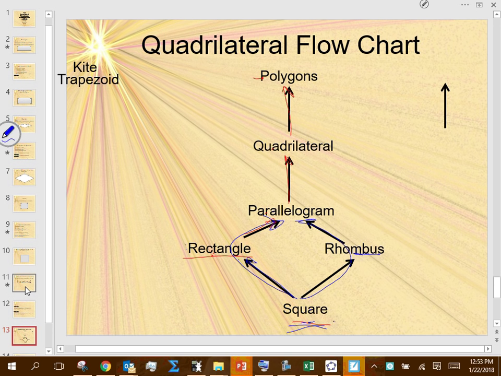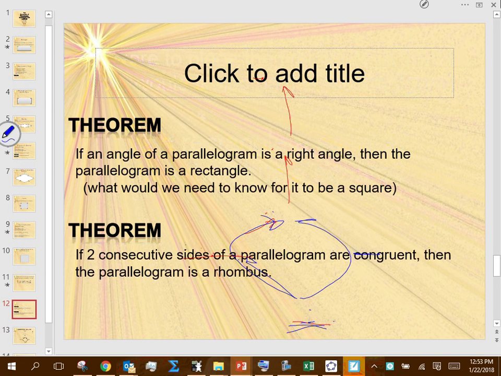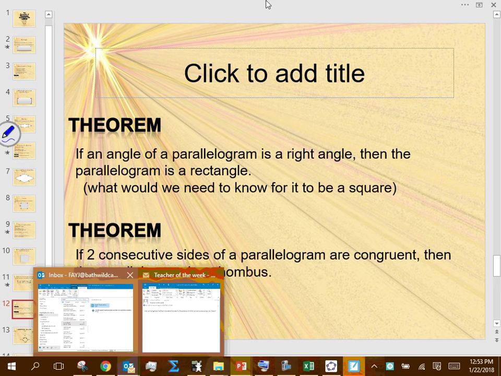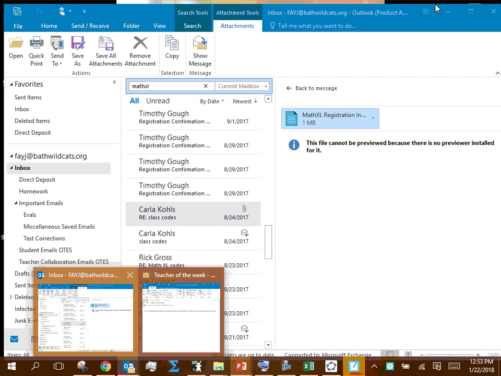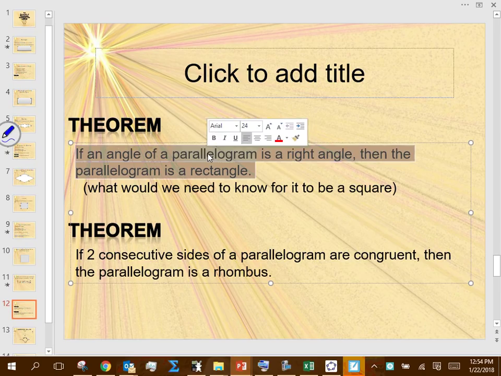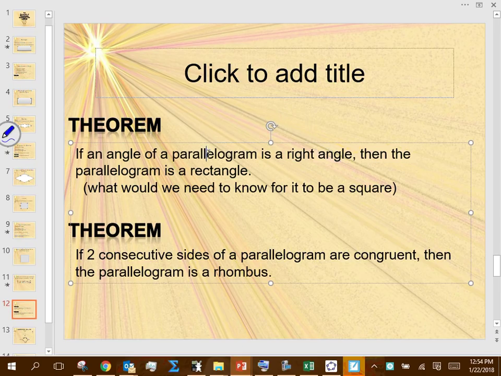There are two quick theorems here that we want to talk about. It just makes things a little bit easier for us when dealing with rectangles. The first one is about rectangles and rhombuses. It says if an angle of a parallelogram is a right angle, then the parallelogram is a rectangle. The key thing here is that we know we're dealing with a parallelogram. Okay? So what do you know about opposite angles of a parallelogram?